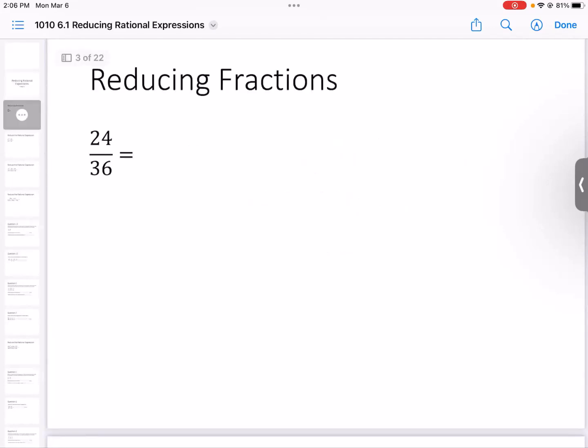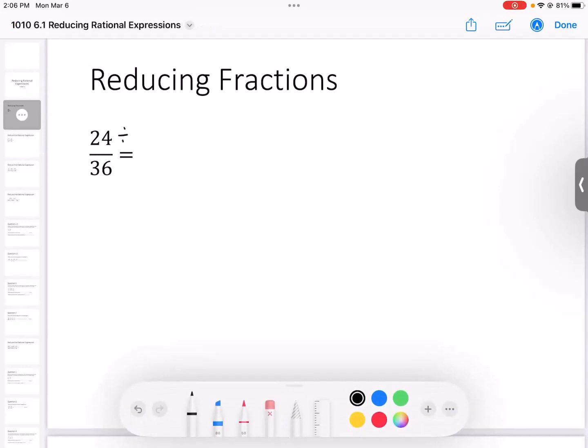So let's say that we had a fraction like 24 over 36. The way that we would reduce this is we would divide the top and the bottom by 12, because they're both divisible by 12. That would tell us that the reduced version of this fraction is 2/3. Now, these two fractions are the same amount. Like if you had a pizza and you cut it up into 36 pieces and you had 24, versus if you had 2/3, it's the same amount. And when we reduce rational expressions, it's going to be the same way. It's just a more simplified version of it.